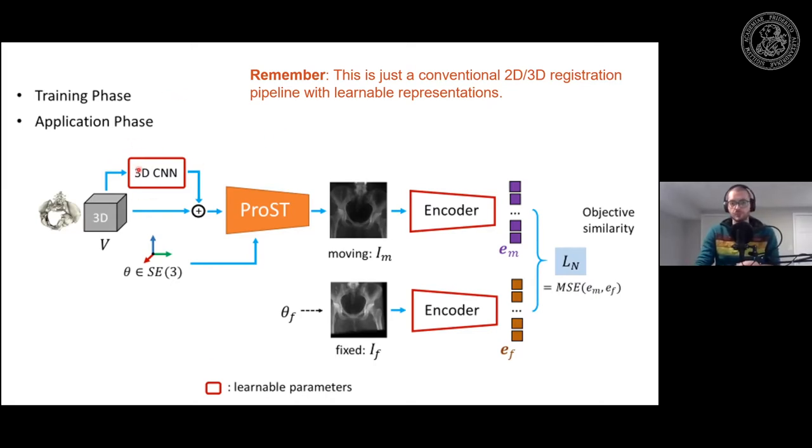So we have a three-dimensional convolutional neural network here that processes our 3D input volume that we want to align with our intraoperatively acquired X-ray image. This right here is a residual network that computes a higher dimensional representation of our input volume. Then this is fed, using some pose parameters, the relative pose of the 2D X-ray image, into our projective transformer, resulting in an X-ray image that is encoded to a latent representation. And the latent representation of that image is then compared using a simple mean squared error, right? So this is just L2 between this representation and the representation that we get using the same network applied to our fixed image that we have acquired using our real image. So for now, this is just a conventional 2D/3D image registration pipeline with learnable representations.